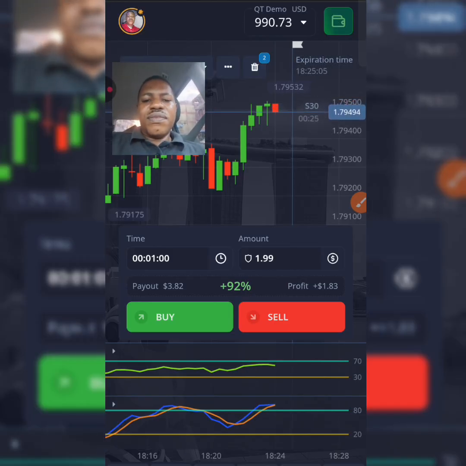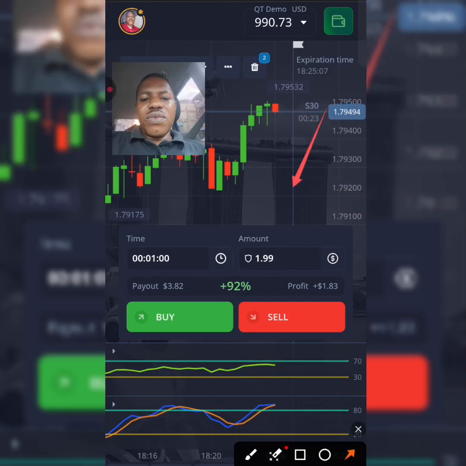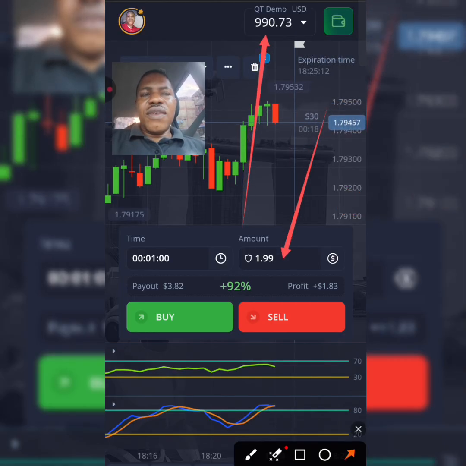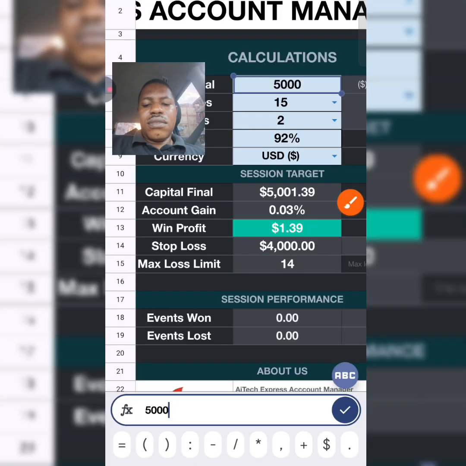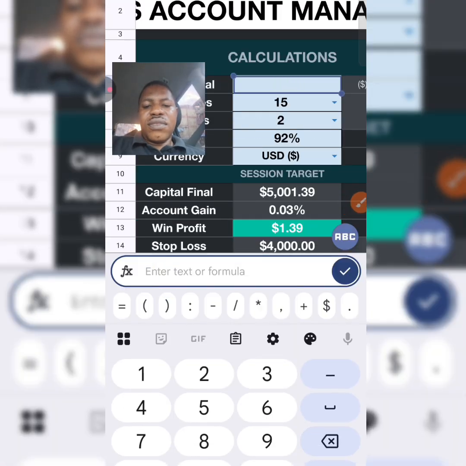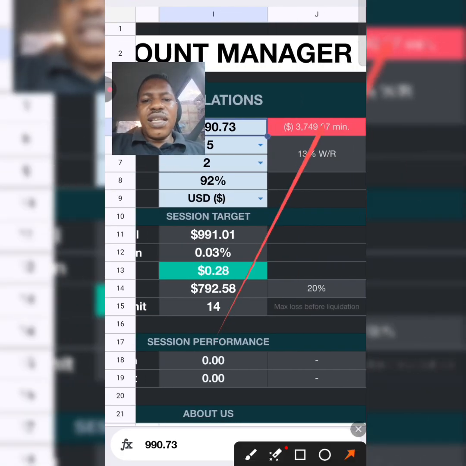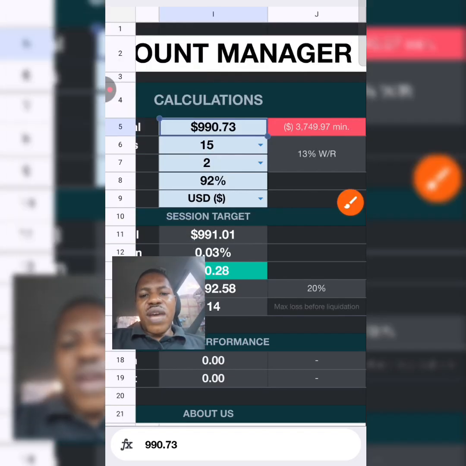Very simple. First, you set the amount you want to use. I will do that by setting this amount here, $990.73, in my account manager. Then I will set the risk ratio. You can see that it's saying if I'm using 15 to win 2, what I should have is at least $3,749 in my account.